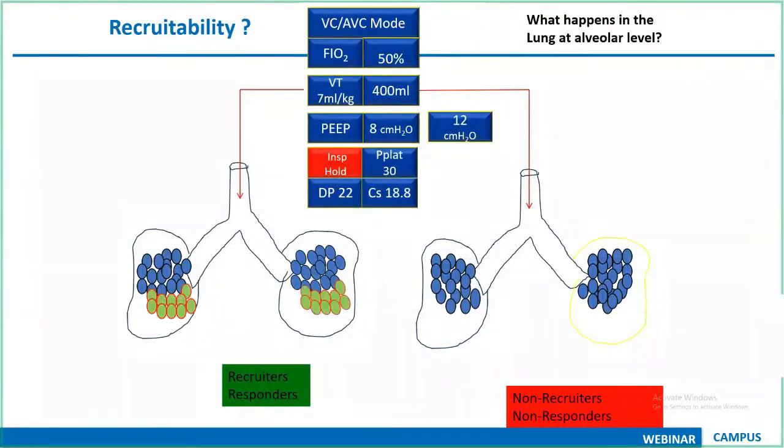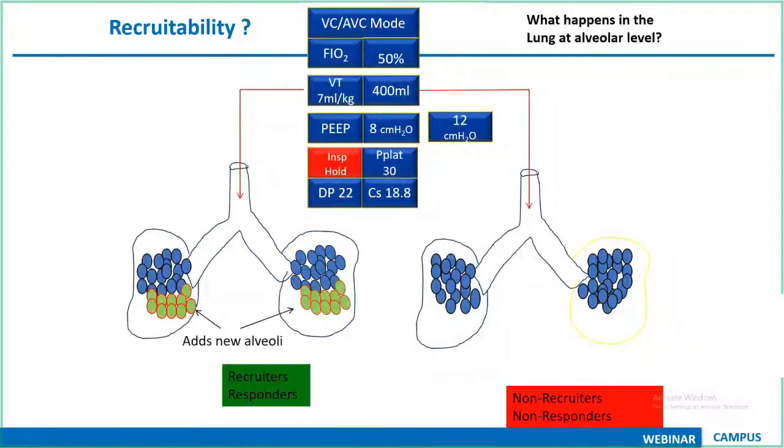So herein when there are responders, with the higher PEEP, more alveoli will get recruited. So this group of persons are called responders, and the whole aim of ARDS ventilation is how much PEEP to be provided to open up these recruitable lung units.